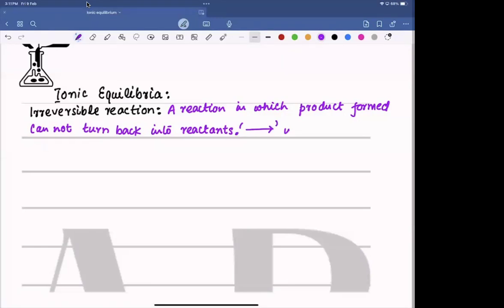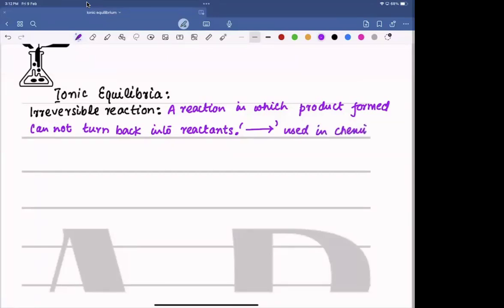Okay, so we are starting the new chapter, Ionic Equilibria. To understand the concept of equilibria, first you need to understand the difference between reversible and irreversible reactions. Irreversible reactions are those in which products cannot react back into the reactants, and we use only a single arrow showing only one direction. This kind of arrow is used in a chemical equation.